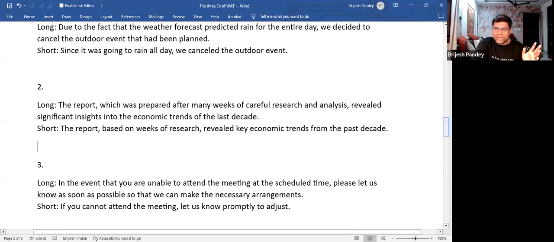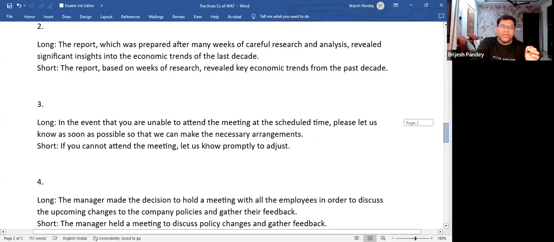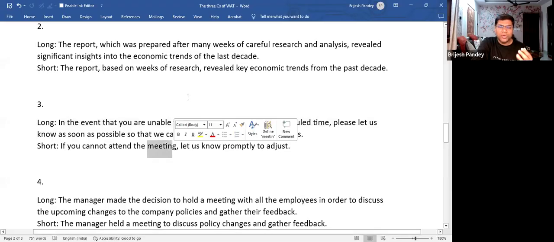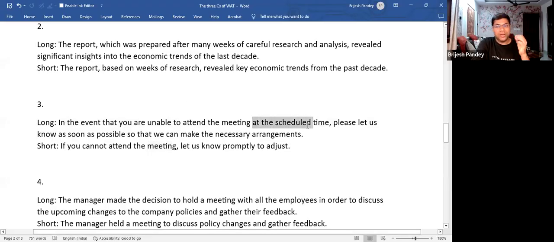That's it. The third one says, in the event that you are unable to attend the meeting at the scheduled time, please let us know as soon as possible so that we can make the necessary arrangements. Nothing wrong with it, but unnecessarily long. If you cannot attend the meeting, let us know promptly to adjust. So, in the event that you are unable to attend the meeting at the scheduled time, if you cannot attend the meeting, and if it is a meeting, there must be some time to it. So why do you need to say at the scheduled time unnecessarily?